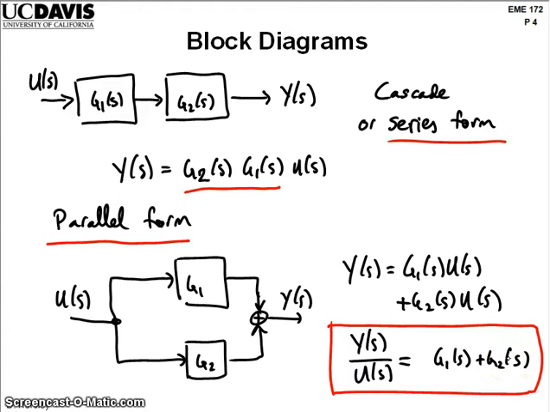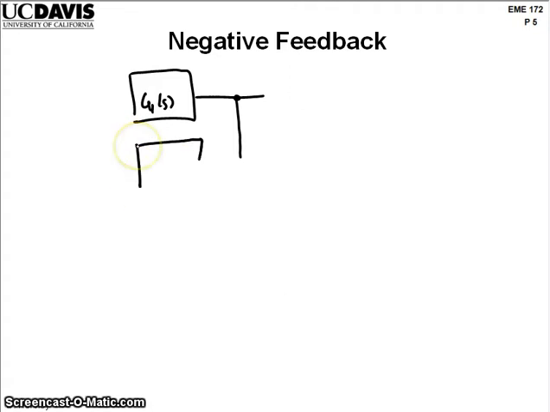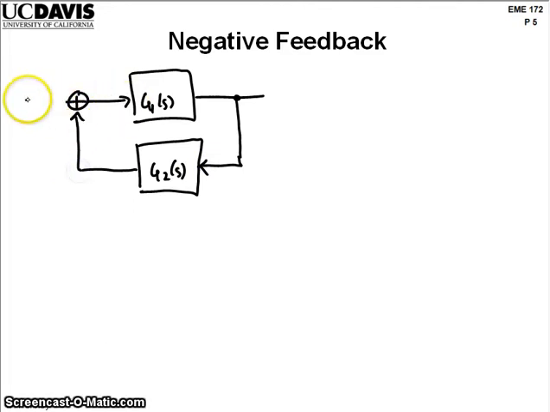Okay? Now these are really simple, but we use them to build up more sophisticated block diagrams. And the one that's going to be most important for this class is a feedback system. Okay? And this is called negative feedback, and I'll explain why that is in just a minute here. So here's g1 of s. Here's g2 of s. And summing junction. And here's the output.